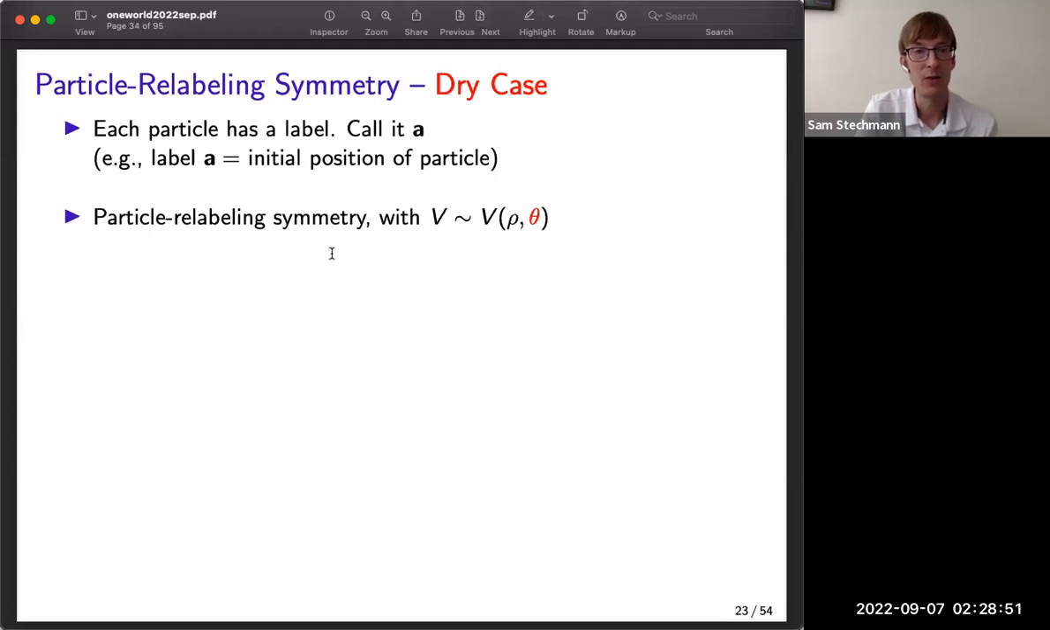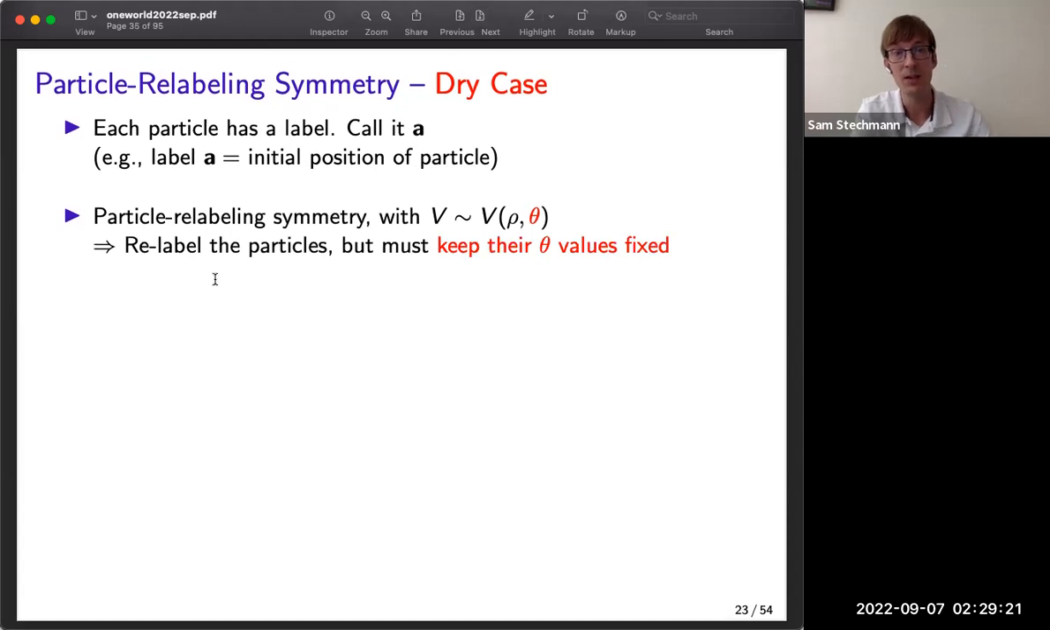And now the symmetry is that I could relabel the particles without changing the Lagrangian or the potential energy. And in the dry case, my potential energy is the internal energy, thermodynamic internal energy. And you could include the gravitational energy into this too, but really the key part for the discussion is the internal energy, the potential energy. So in this case, you could write it as a function of the density and potential temperature. And what you find is that I can relabel the particles and keep this potential energy the same if I make sure to keep their theta values the same.